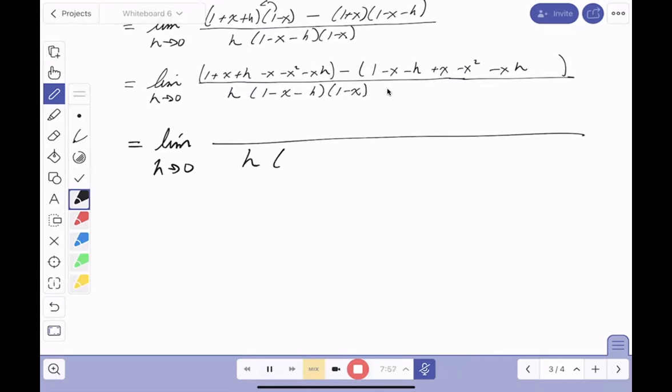H, 1 minus x minus h, 1 minus x. I'm going to be very careful here. 1 minus 1, that disappeared. All right. Now x minus x, that disappeared. All right, let's keep going. Minus x plus x, that disappeared. All right, let's keep looking. Minus x squared minus a minus x squared, that disappeared. My God, things are disappearing. What am I going to get left off with?